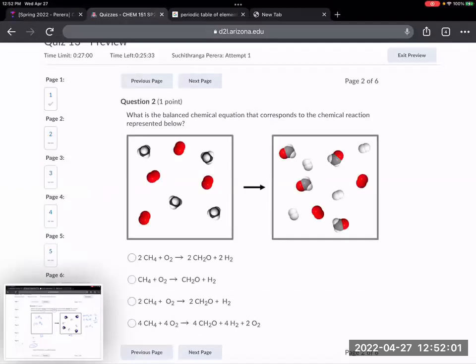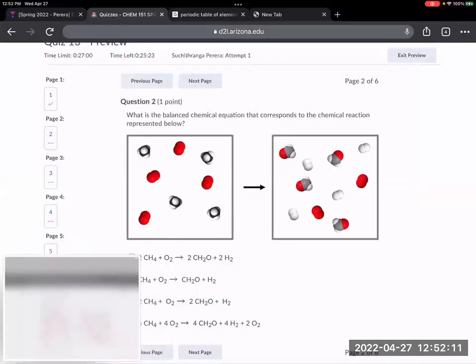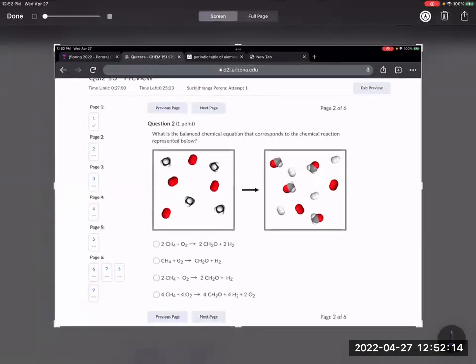Okay. And then let's move on to question 2. In question 2, we are given the initial and the final state, and you are asked to find the balanced chemical reaction. There are a few ways of finding the balanced chemical reaction if you are given the submicroscopic representations of the initial and the final states. Let's see. Okay, so we have CH4 reacting with oxygen to produce CH2O plus hydrogen.